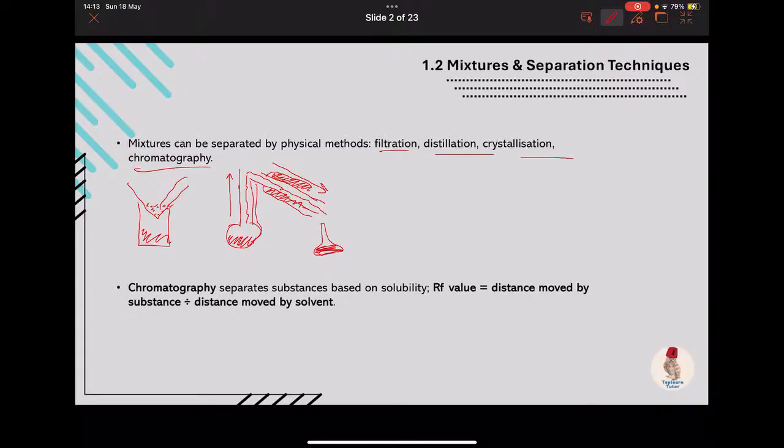Now, crystallization, you may have done the practical with the copper crystals.